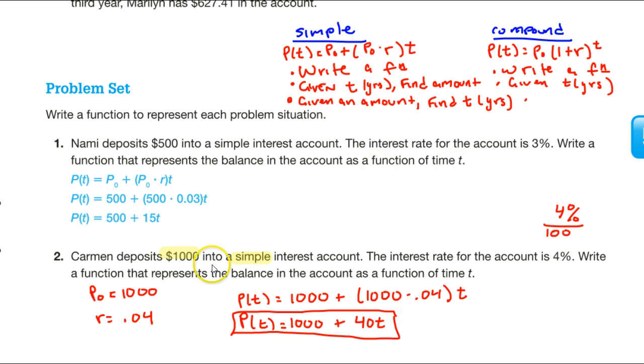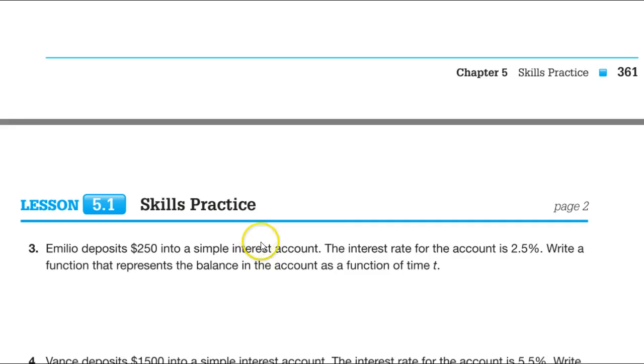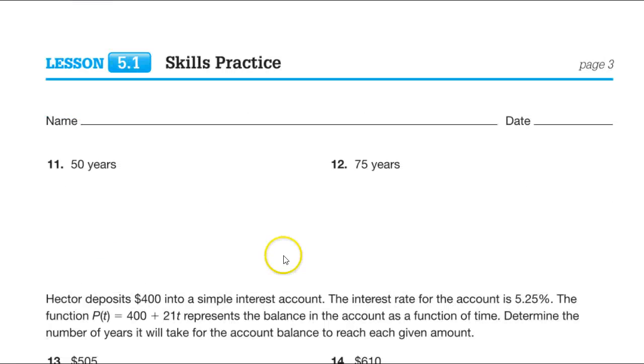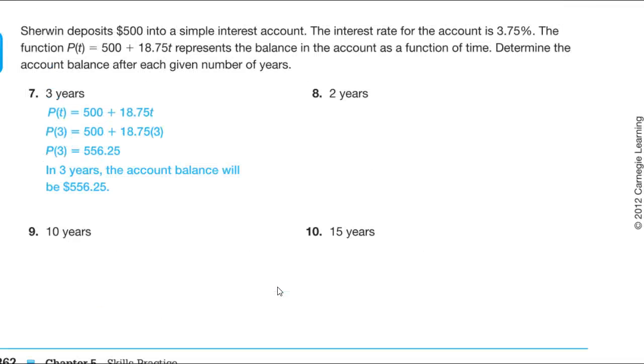So that's essentially, guys, what you do for the first set. So now we've done write the function. This is done. So now we have to, given a t, find an amount, or a final amount, and that's what the second block is all about. So problems number 7 through 12 are that block. So number 7 is given to you, and we'll do number 8.